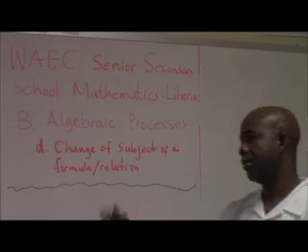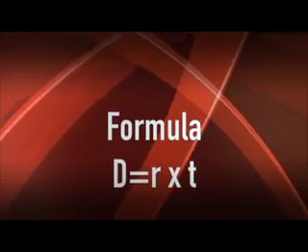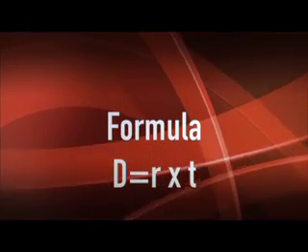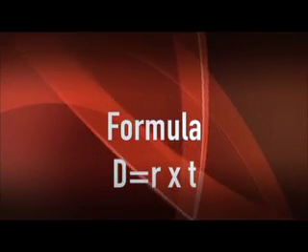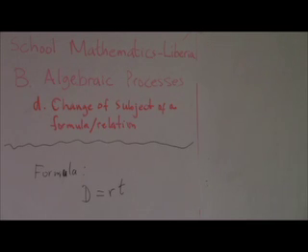A formula, for example, would be one of the most common ones. Let's take two of the most popular formulas. The first one, let's talk about distance. D is equal to rate times time. Very simple and fairly easy formula. What this formula does is that if we want to know how far we travel, knowing the speed at which we are traveling, called the rate, and how long it took us to travel, we can determine the distance we travel.